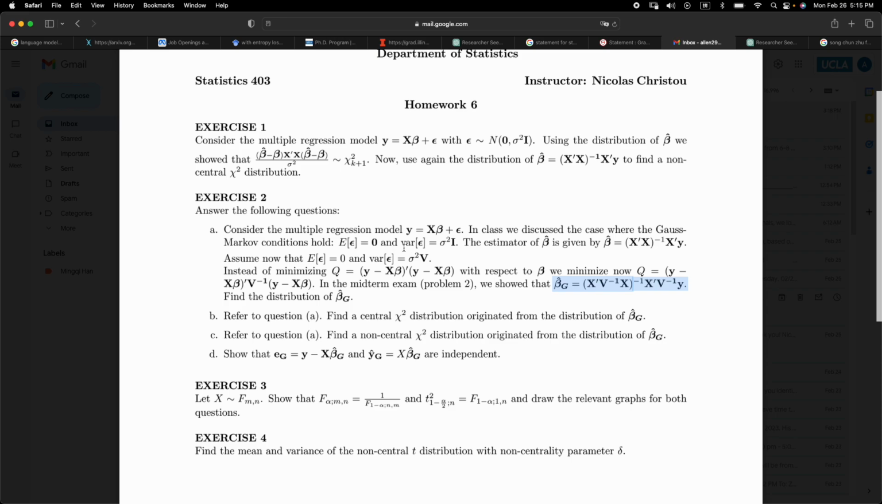So now you can see that when we introduce matrix V in our setting, our estimator for beta is also a function involving V here. In the midterm exams, we showed that this is equal to that. Our question here is to find the distribution of beta G and then formulate it this way. The reason is that we introduce the matrix V in our setting, and that gives us the formulation for beta G also involving V.